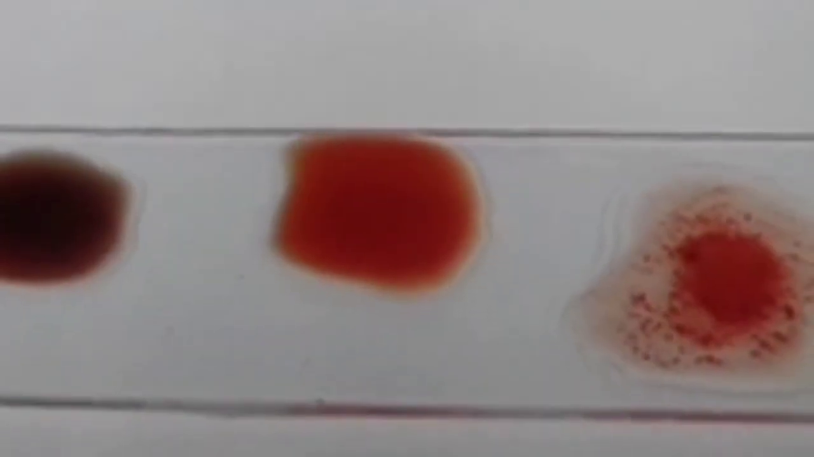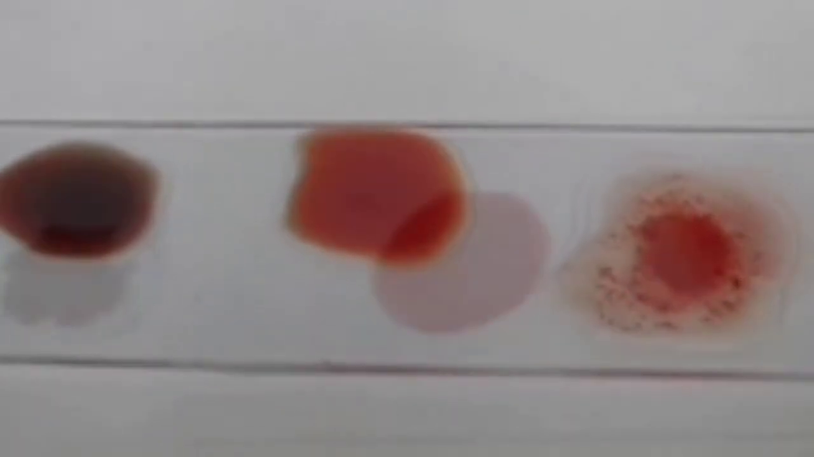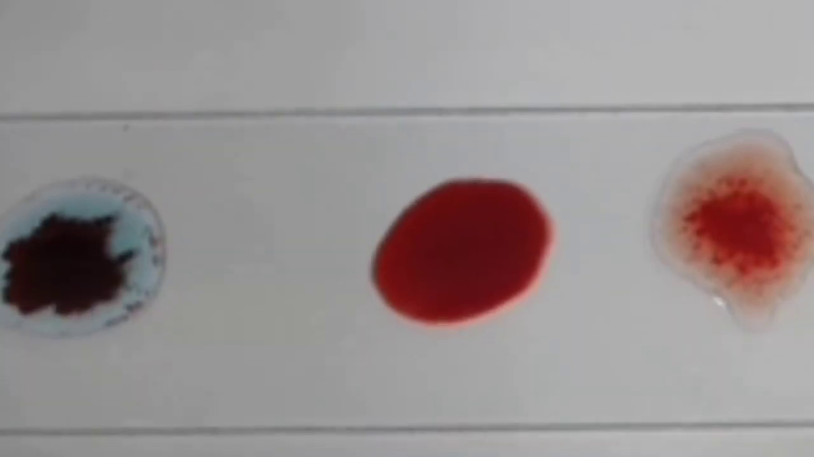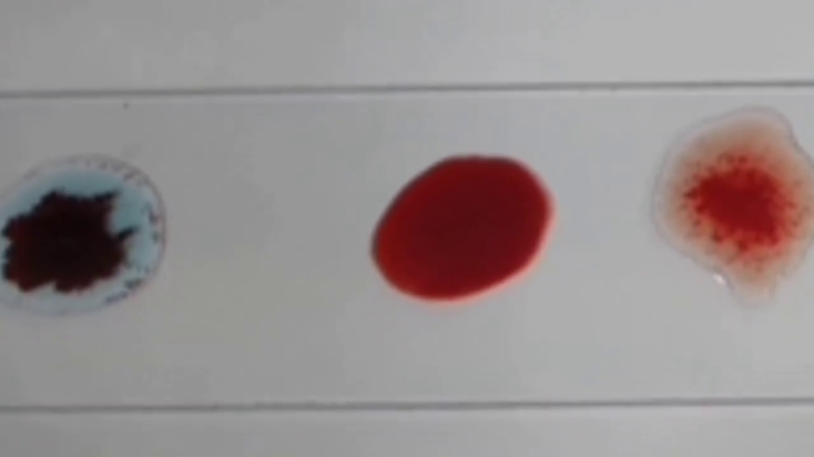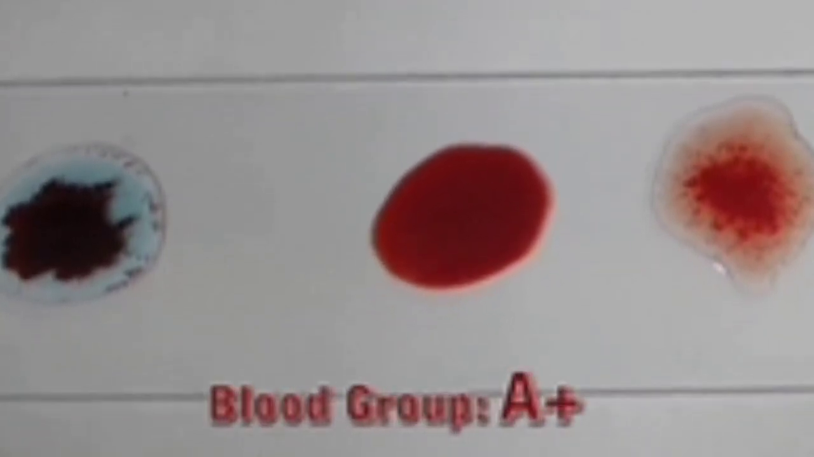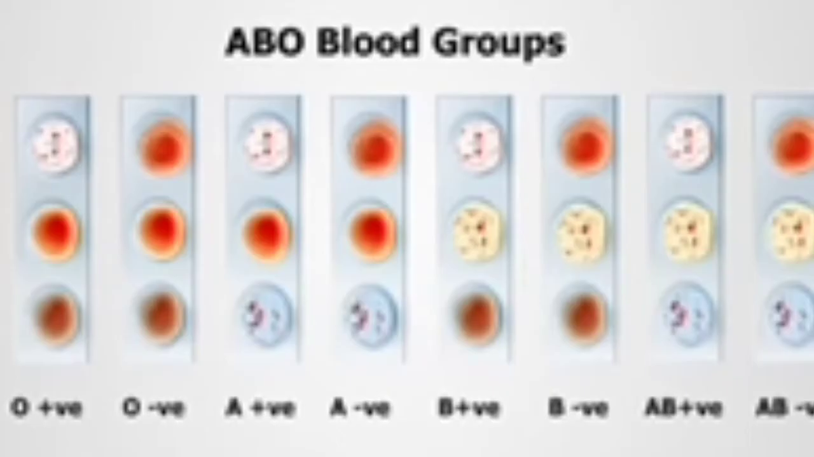When RBCs carrying one or both antigens are exposed to the corresponding antibodies, they agglutinate, that is, they clump together. For example, in this slide, agglutination occurs on the first and the third drops, which corresponds to antigen A and Rh factor, so the blood group is A positive. Thus, we can identify the blood group by noticing the agglutination on the corresponding drops.